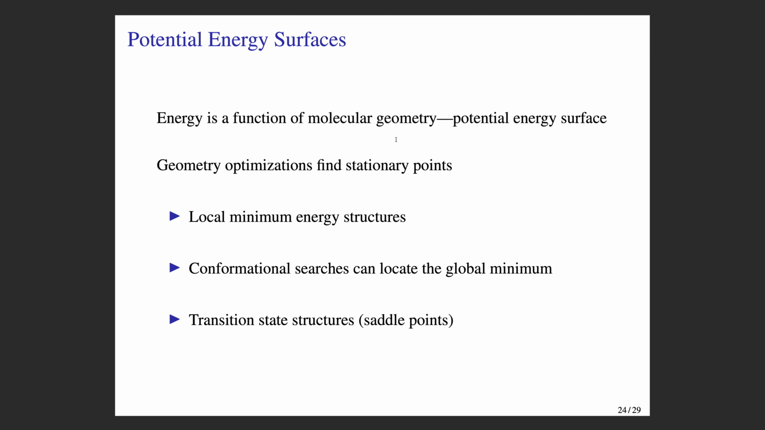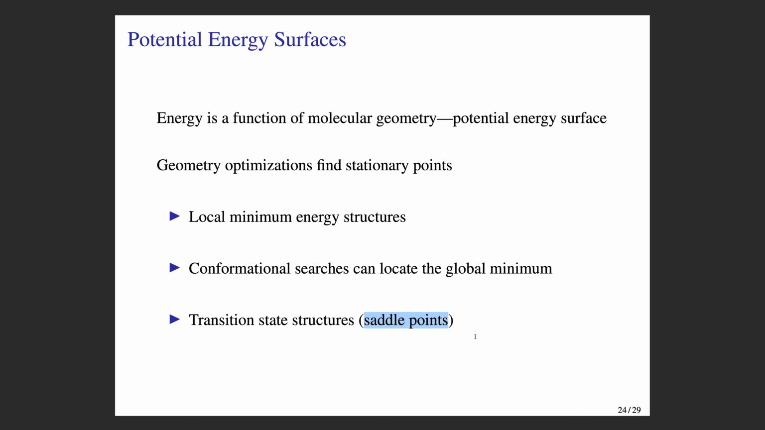And so what the geometry optimization calculations within Gaussian do is they find so-called stationary states, or stationary points, I should say, on that potential energy surface. These can be local minimum energy structures, or if you combine these geometry optimizations with a conformational search among many local minimum energy structures, you can locate the global minimum energy of the molecule. Or if you're not interested in minimum energy states, you can find what are referred to as transition state structures. These are also called saddle points.